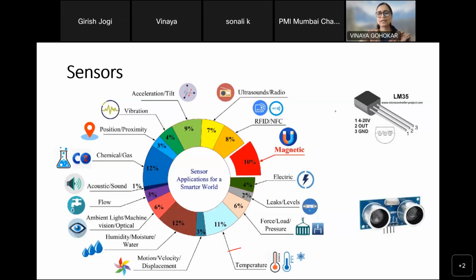A few example sensors I have shown here: LM35 is one of the IC temperature sensors. It is an integrated circuit having only 3 pins, and it can help you measure temperature, even body temperature. Then there is a sensor called the ultrasound sensor.